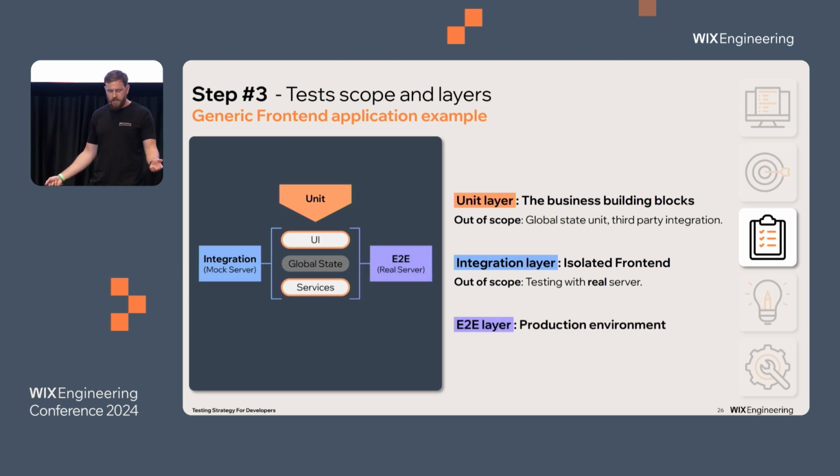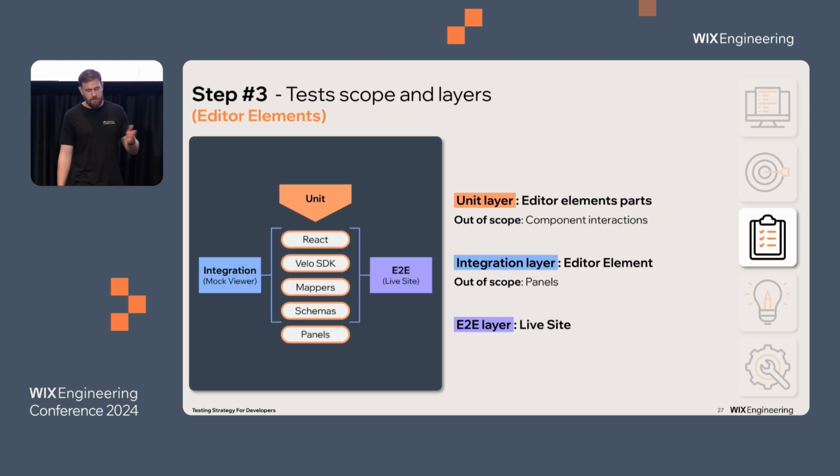And the end-to-end layer is the most intuitive one. It's just our application in production. In editor elements, the same example will go in that we unit test each editor element part separately. For integration test, we will test all editor element parts except panels in a mock viewer environment, so a mock live site environment that we will create. And we will have a regular end-to-end testing in live sites.